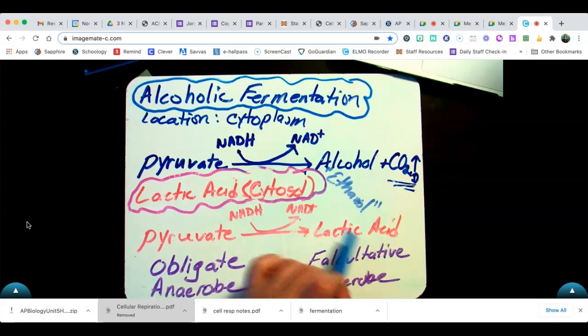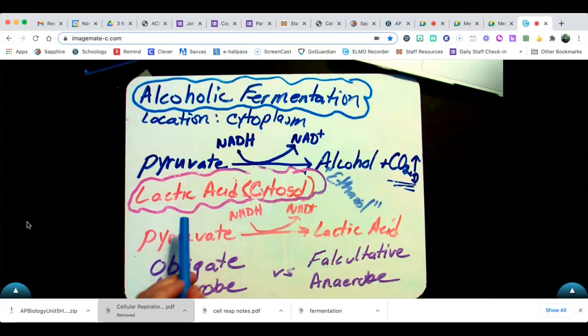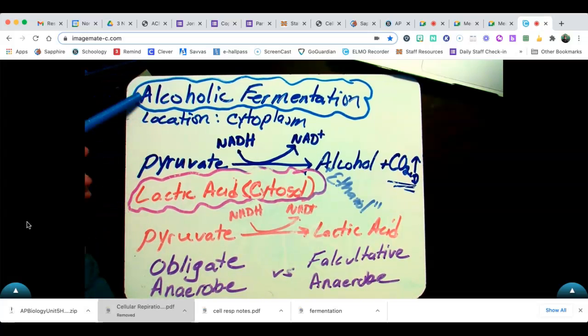Ultimately, what would happen then is lactic acid would be transported via the blood, and it would go to the liver, and the liver, whose major role is to detoxify, is going to break down lactic acid back into pyruvate. So these are the two basic types of anaerobic respiration. Depending on the organism will determine which type of anaerobic respiration takes place.